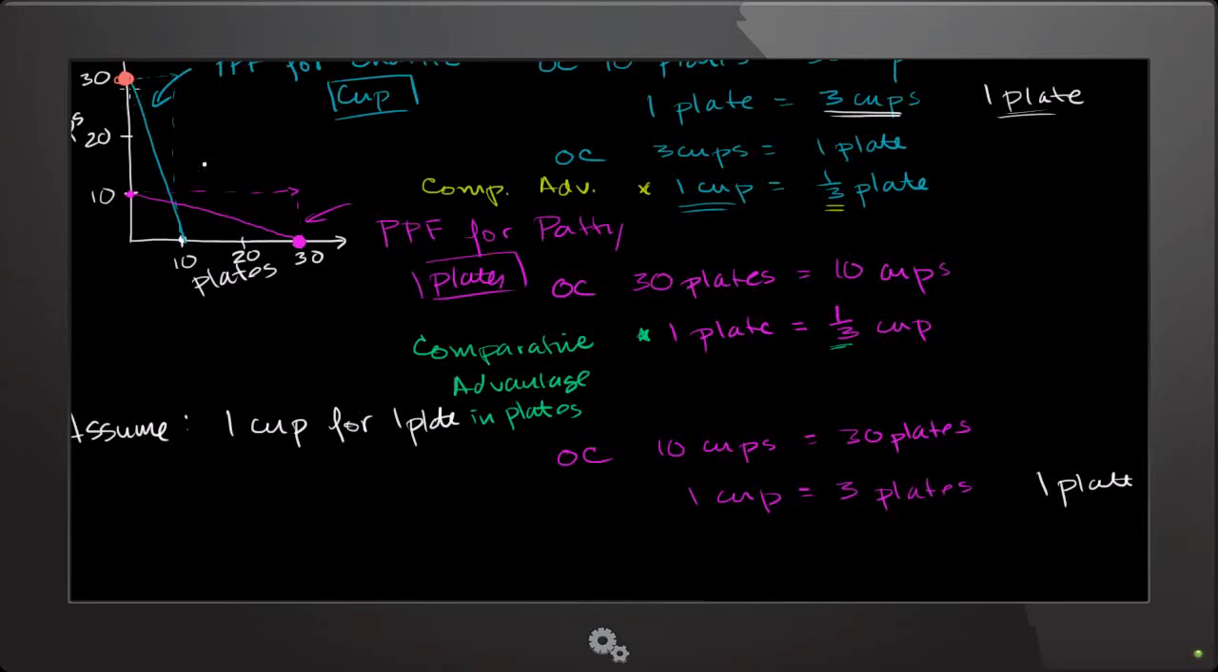And so they can each do this. For example, Charlie can keep trading cups for plates, and he could end up anywhere on this line over there. And Patty could do the same thing. She could trade plates for cups and end up someplace over there. But obviously where they end up depends on how much the other one is willing to trade. But let's say they both want to get to that 15-15 scenario. So Charlie could trade 15 cups for 15 plates. And obviously Patty would be trading 15 plates for 15 cups.